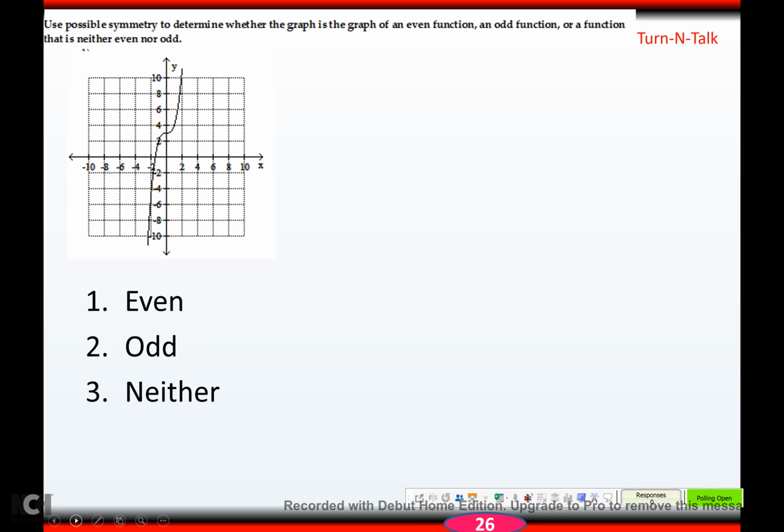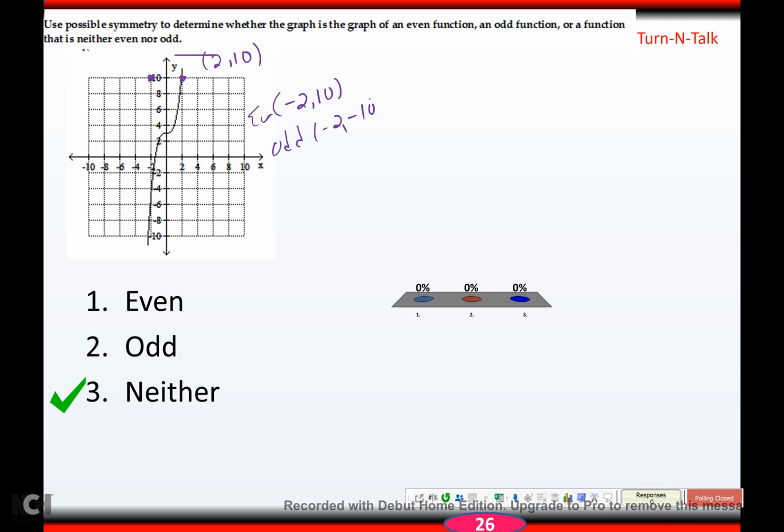Okay, do this one, hit pause, come back when you're ready. And I hope you got neither. If I pick an ordered pair, let's go with (2, 10). It's the same graph. If it was even, the point (-2, 10) would have to be on the graph. It's not. If it's odd, then (-2, -10) would have to be on the graph, and it doesn't hit it. So it's neither.